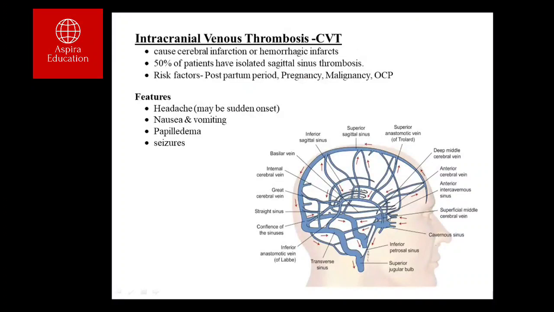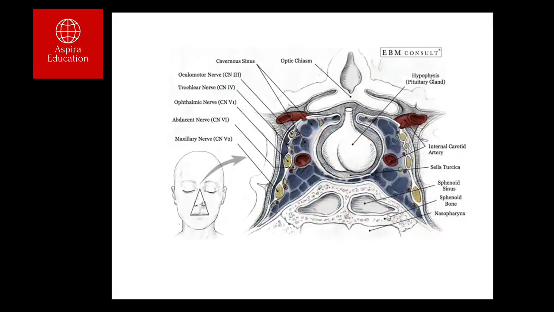What is important about the cavernous sinus is that a lot of cranial nerves and arteries pass through it. So if the cavernous sinus is thrombosed or infected, you have a lot of neural deficit because of the nerves which are passing through the cavernous sinus. So this is the structure of the cavernous sinus.